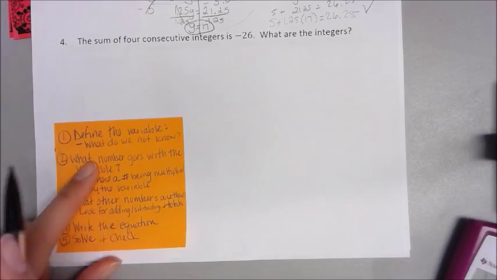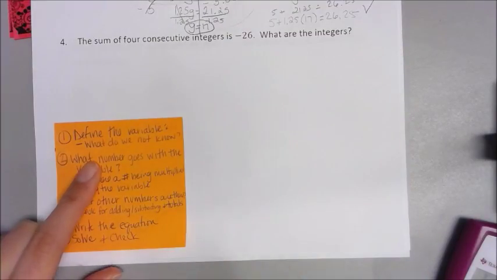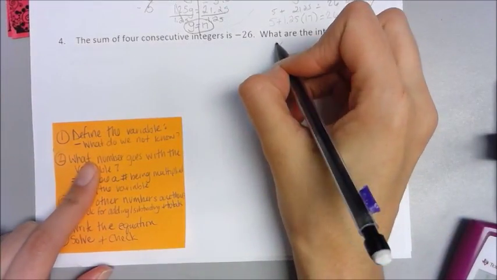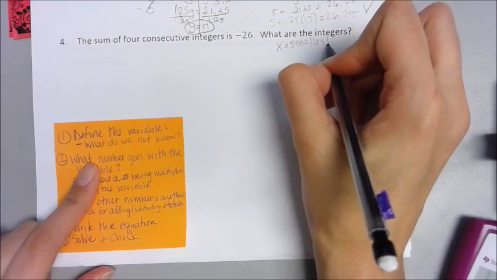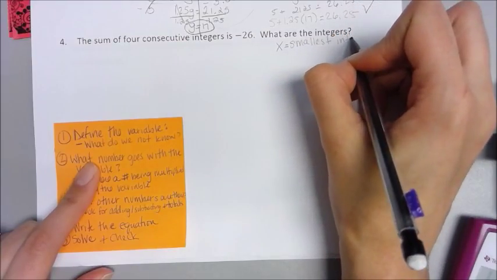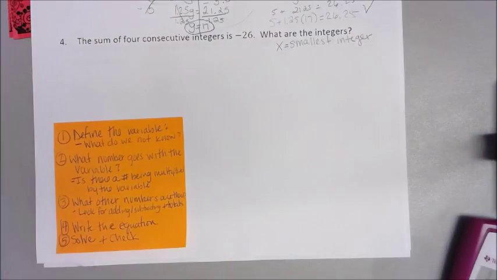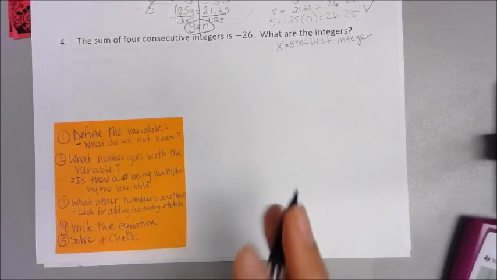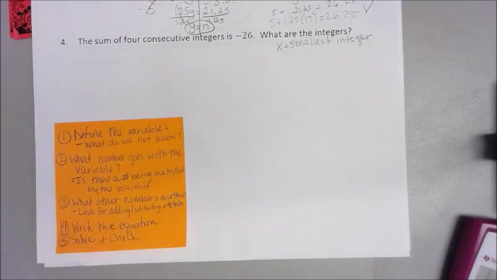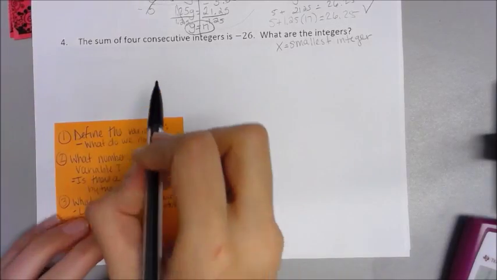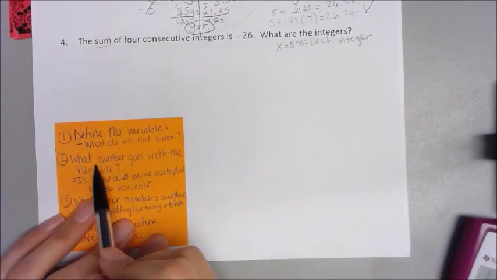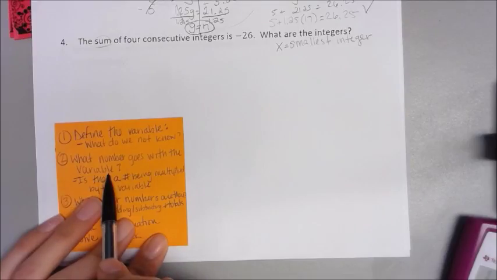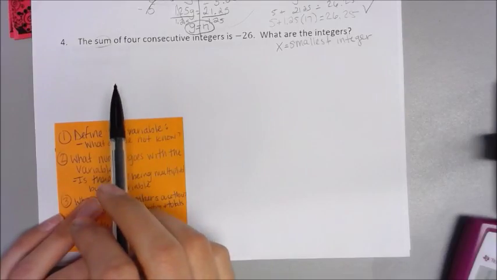So anytime I'm faced with this, just like we've been doing, I'm going to say my x is equal to the smallest integer. You have to choose one of them. We've been working with the smallest integer. So when we're having consecutive integers or consecutive even integers, I use my variable as the smallest one. So if I'm going to find the sum, okay, because here, step 2, what number goes with the variable? Well, there's nothing being multiplied by it because it says sum.